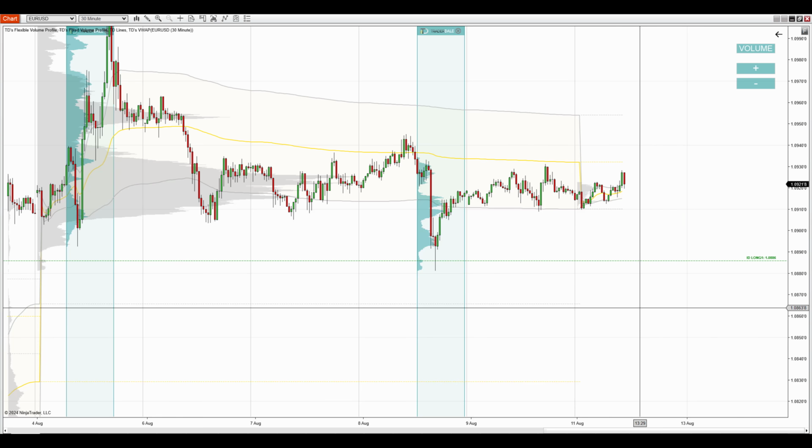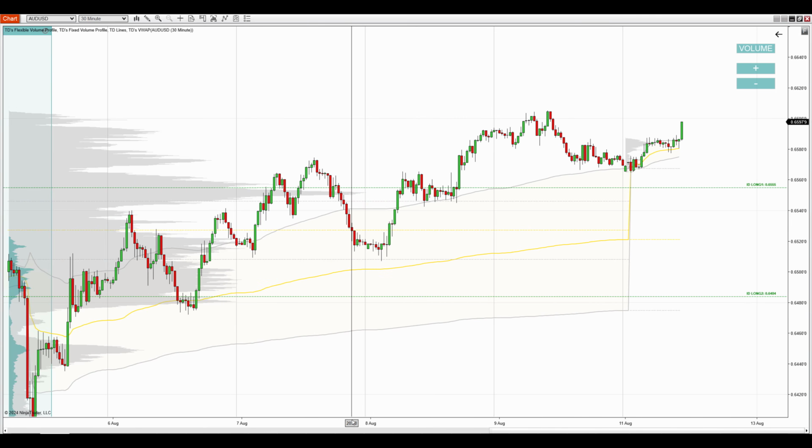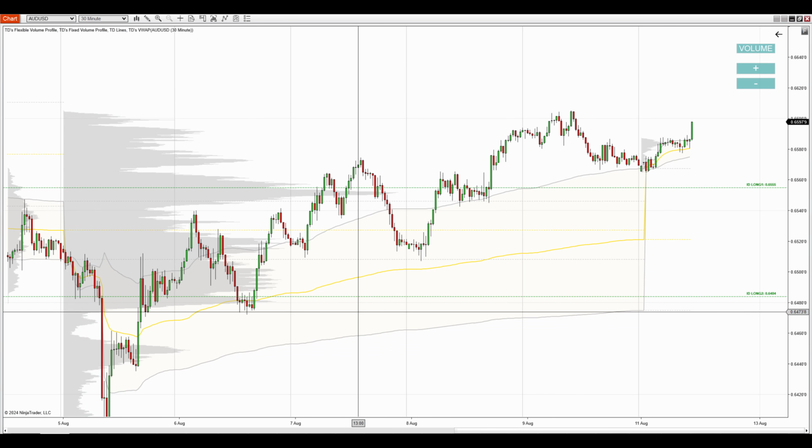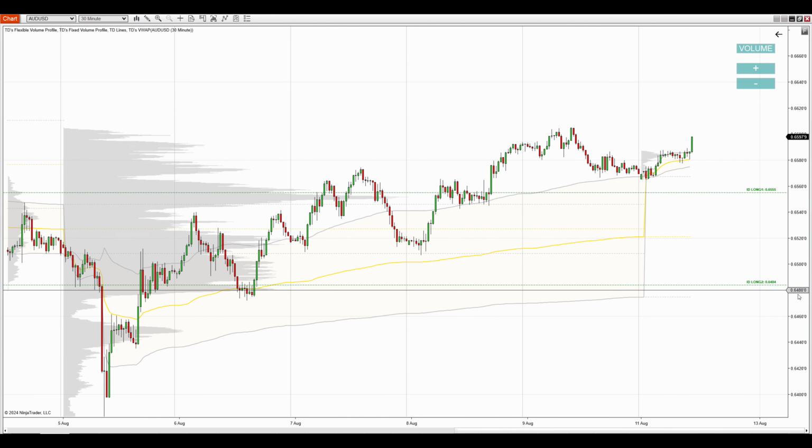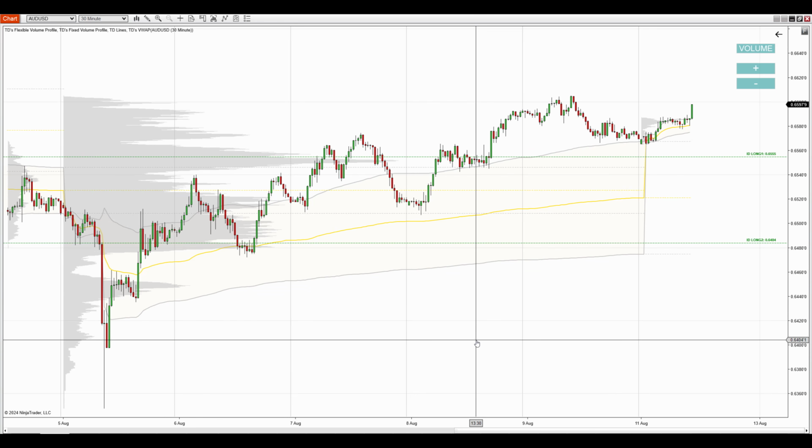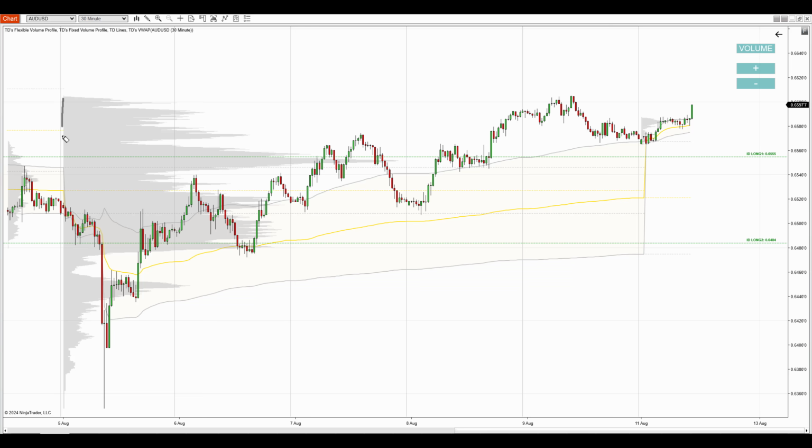Let me now go over to the next trading idea. The next one will be on the Australian dollar, US dollar. So this is a 30-minute chart of the Australian dollar, US dollar. First thing I wanted to show you is the volume profile, the volume distribution of the previous week.